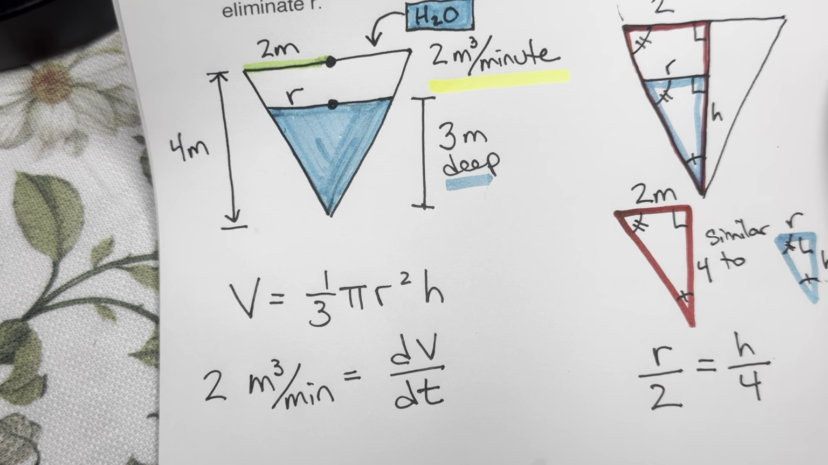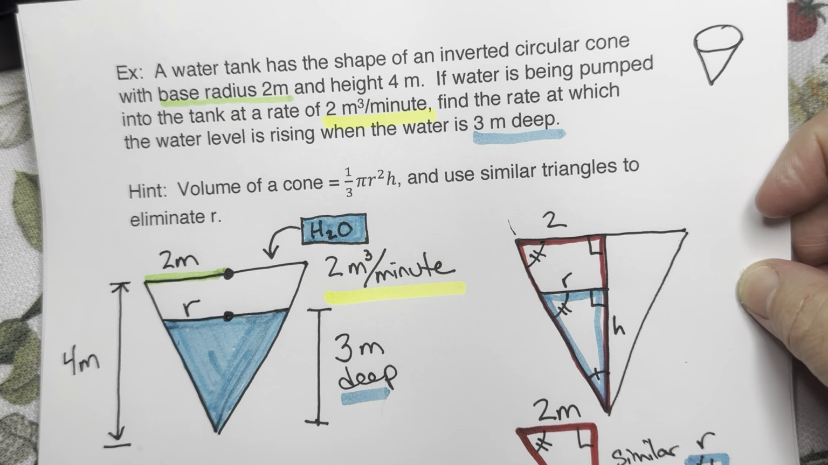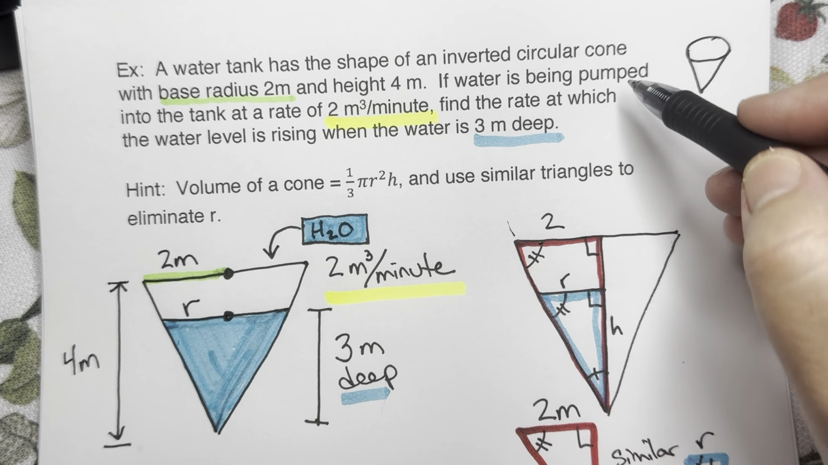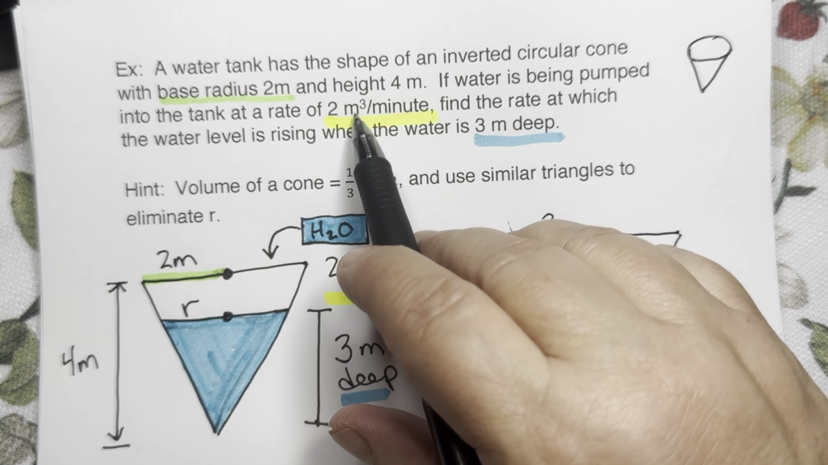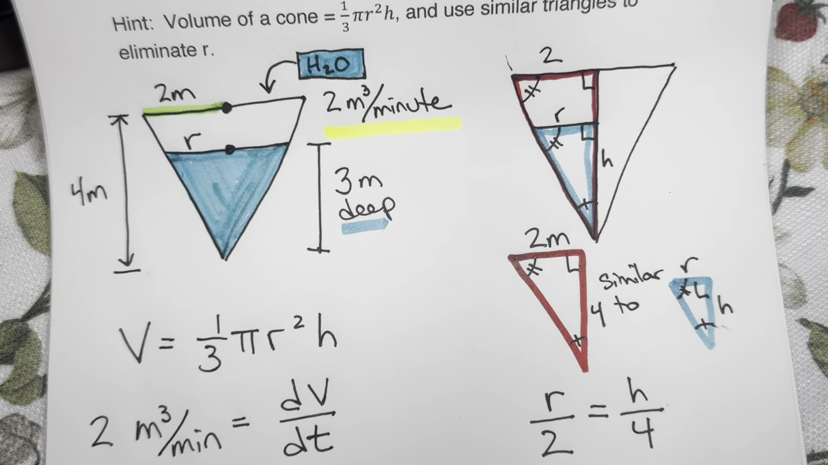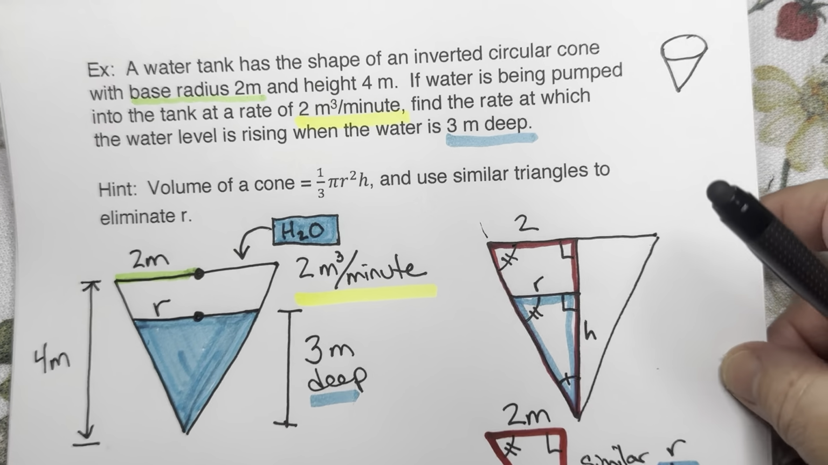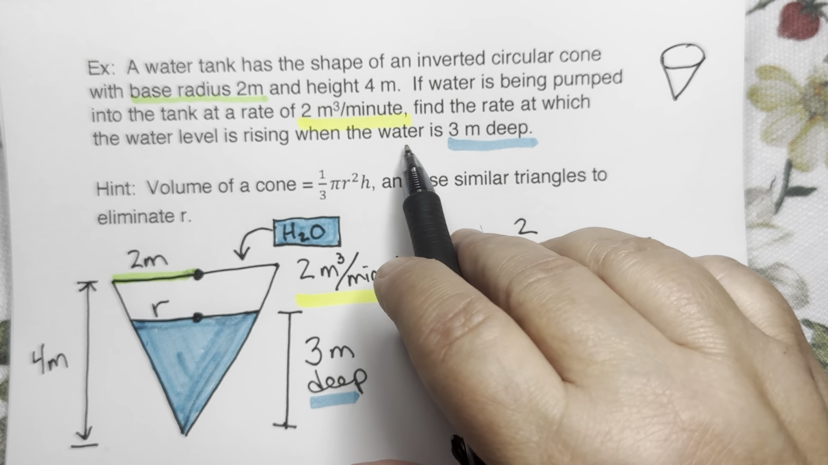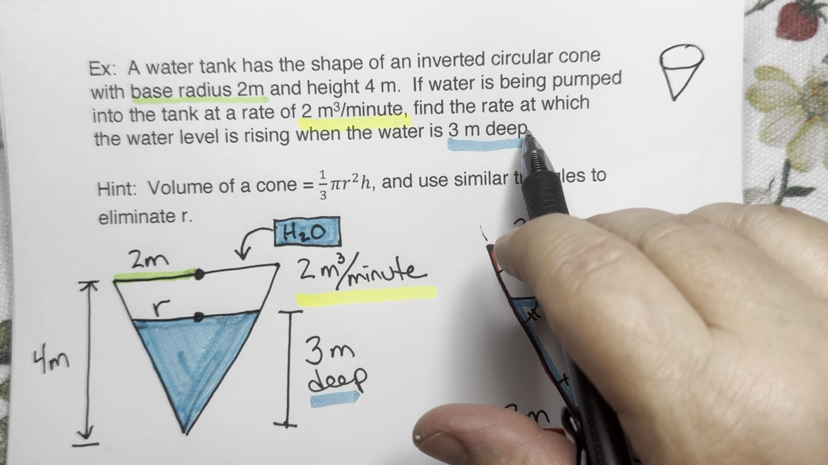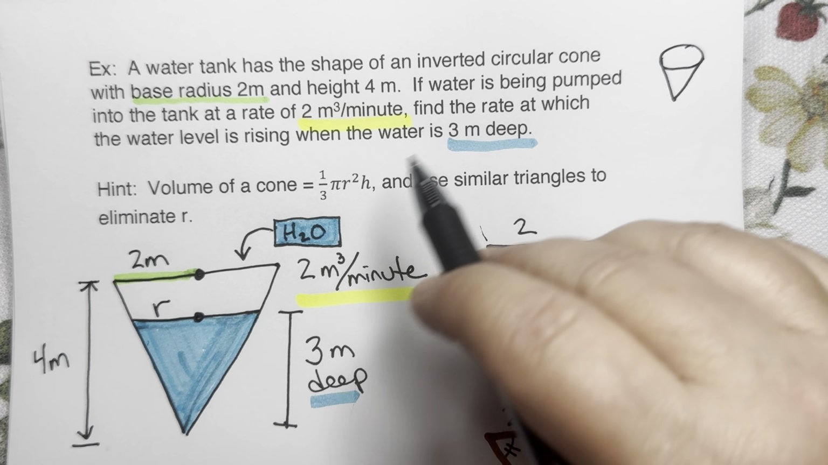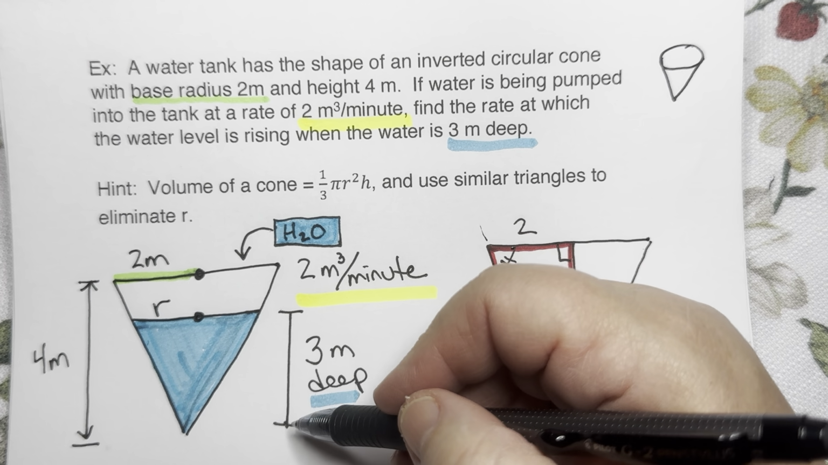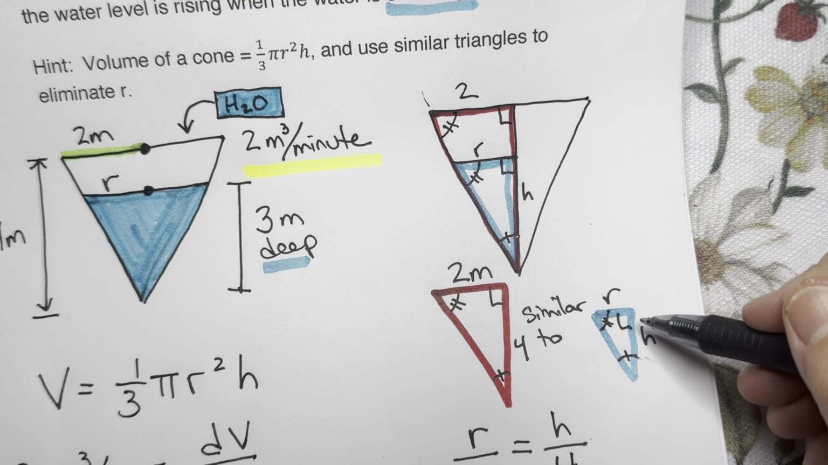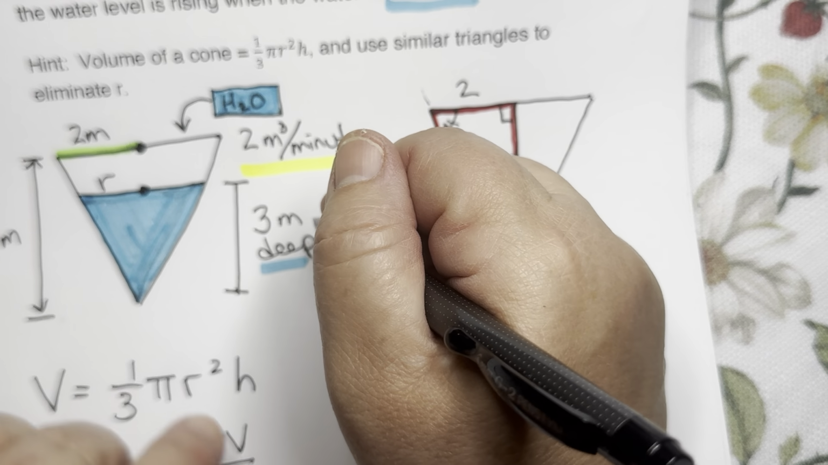And then I look through here and I say, if water is being pumped into the tank at a rate of 2 cubic meters per minute, so that's the change in volume. You can't see, but I'm pointing to that. Find the rate at which the water level is rising when the water is 3 meters deep. Okay, so 3 meters is the height of the water. That's the height right there. So this is going to be my H.